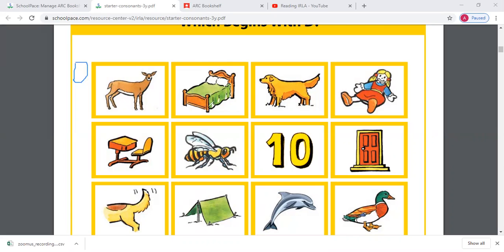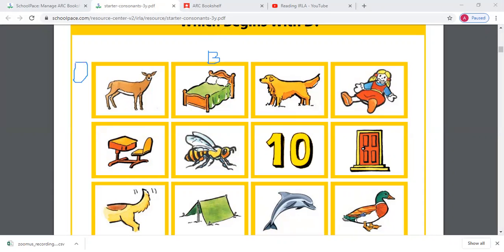All right, my next picture is of what? A bed. Does bed start with the letter D? No, it does not. Bed starts with the letter B. So this one does not start with the letter D. Is this a capital B or a lowercase b? Great, this is a capital B. Big B. Good.